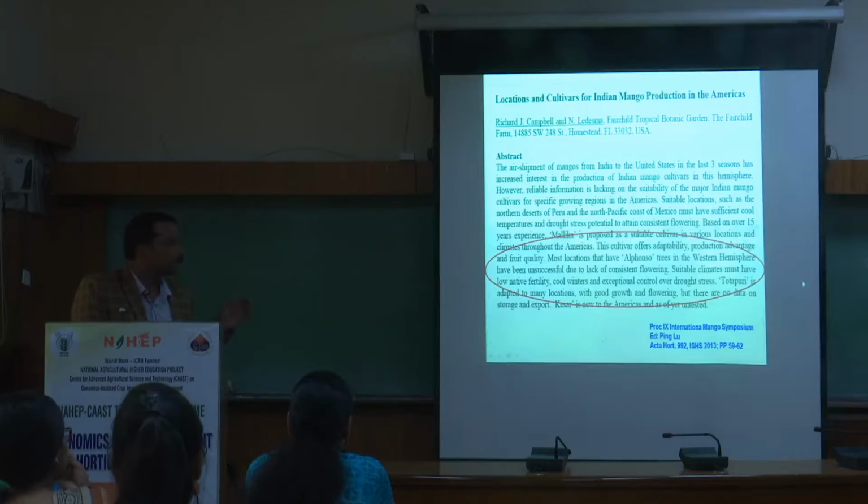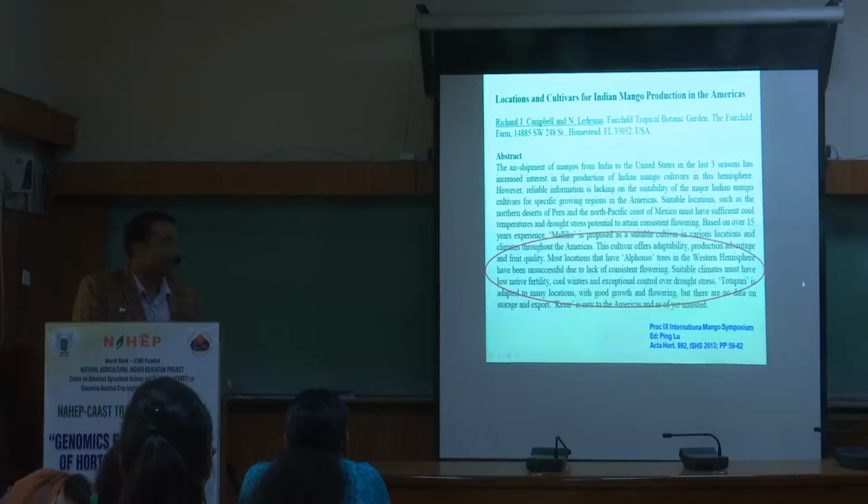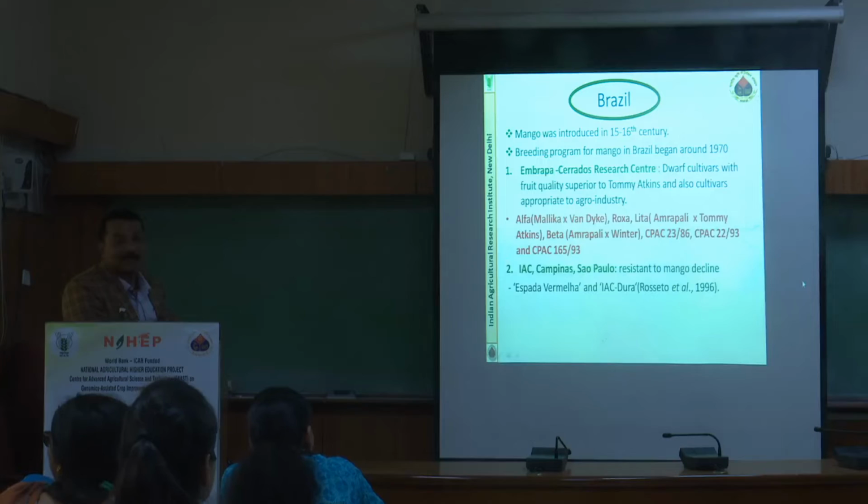And I'm happy to share that Mallika and Amrapali have been utilized as parents in several breeding programs of Australia, Kenya, Brazil, USA. They have used our own Mallika and Amrapali, taken advantage of those hybrids, and included them in their breeding programs. Just see some examples from Brazil. Here Mallika is taken as one of the parents, Alpha. Here Lita is there, Amrapali is taken as a parent. So it can be concluded that our varieties are really good, and that's why people are utilizing them.